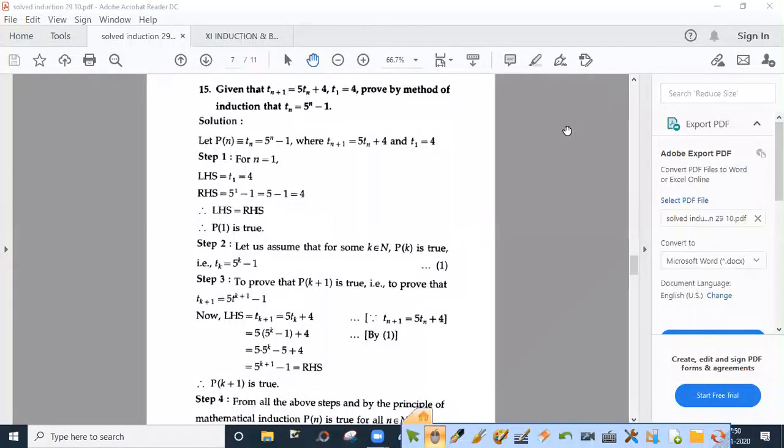Sum number 15. Let me explain. You have to write the solution after the lecture. Given that Tn plus 1 is 5Tn plus 4, T1 is 4, prove by method of induction that nth term is 5 raised to n minus 1. Let Pn denote the statement that Tn is 5 raised to n minus 1, where Tn plus 1 is given to be 5Tn plus 4 and first term is 4.